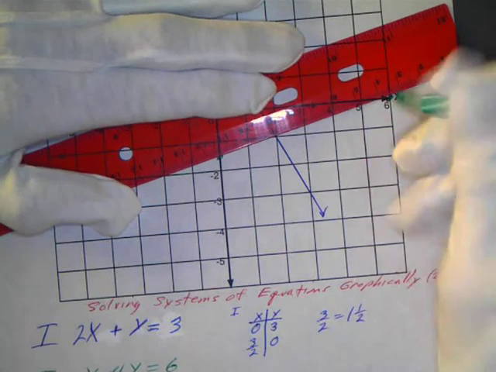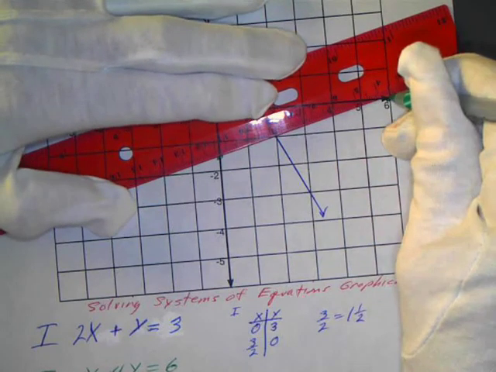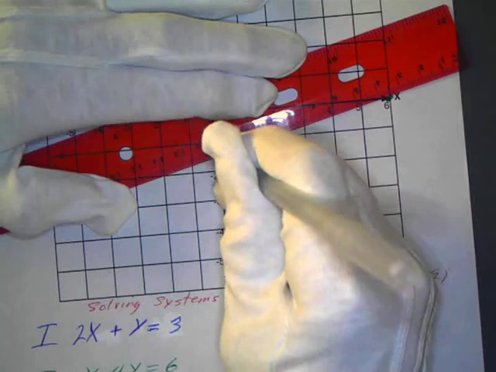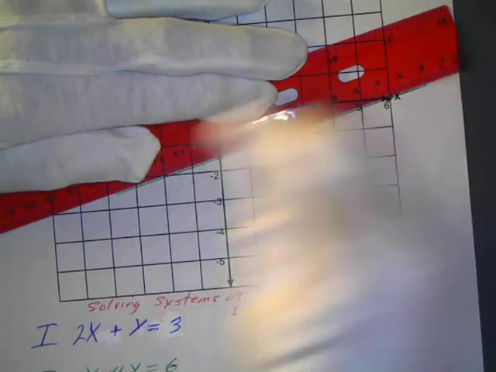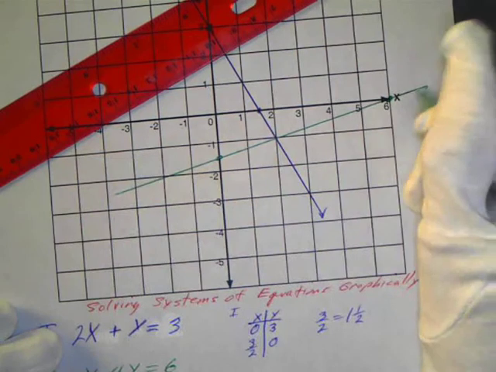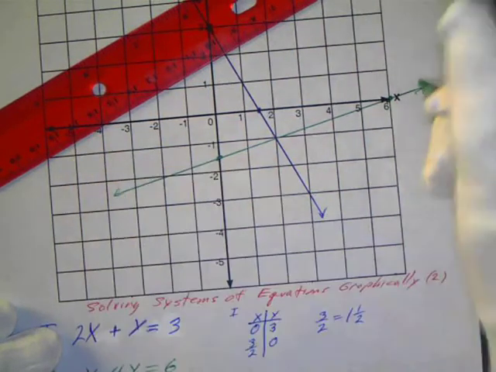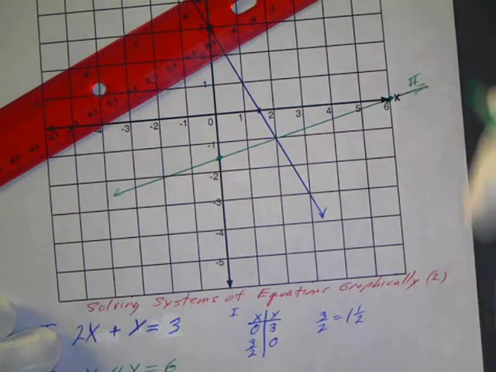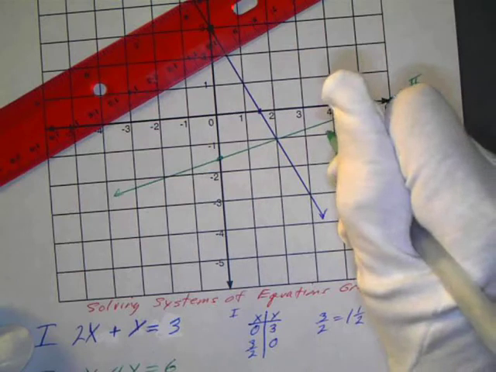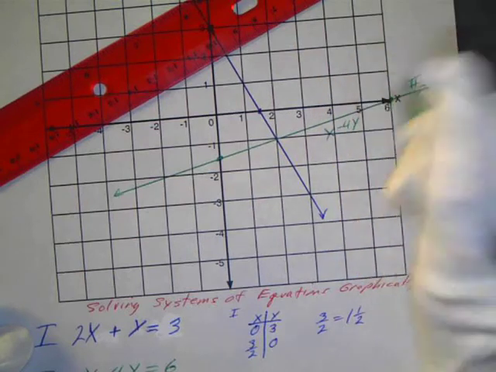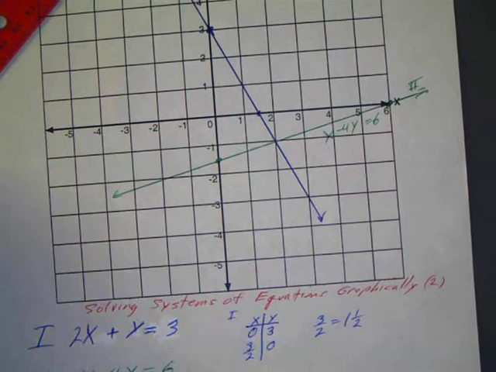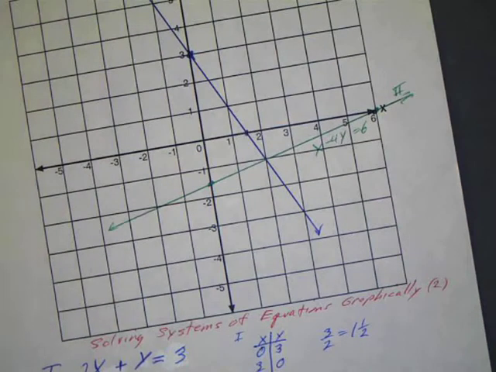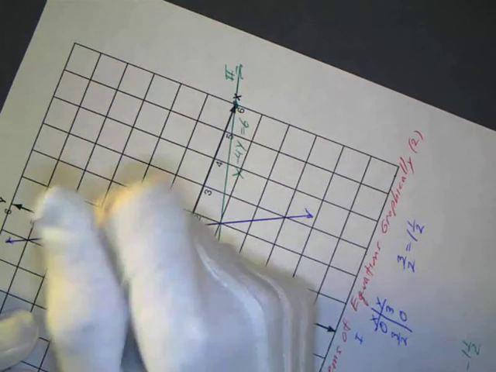And again, set your pen on each point, and then put your ruler in there. And there we go. And again, that's equation number 2. And I can just label that if I want, x minus 4y equals 6. And this is equation number 1 over here, and I can label that 2x plus y equals 3.